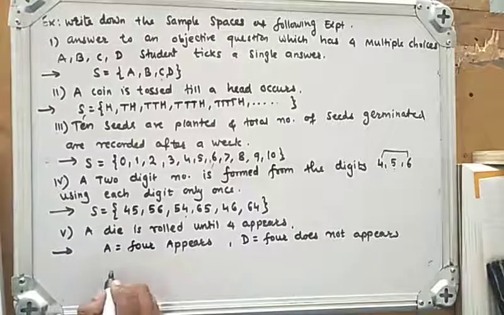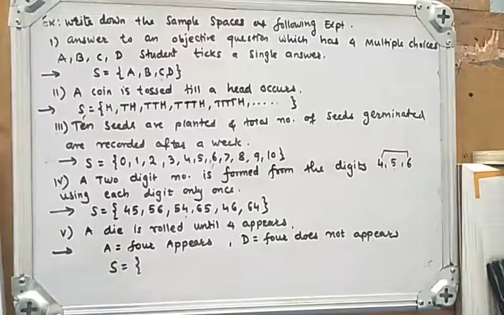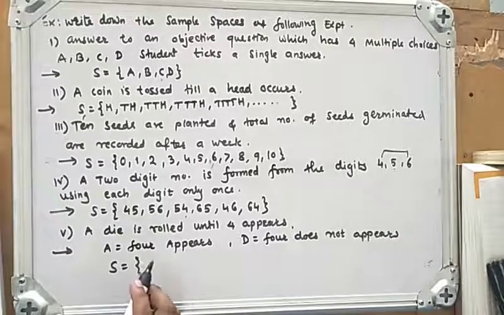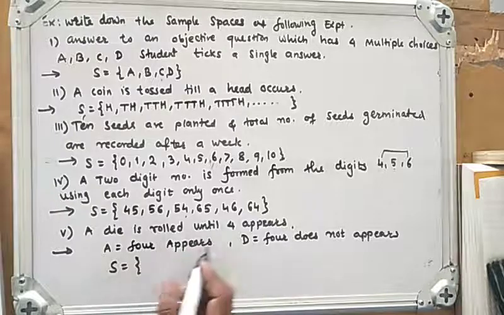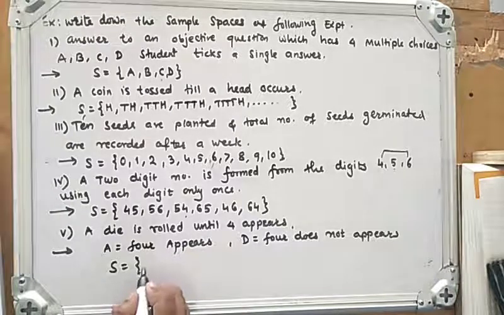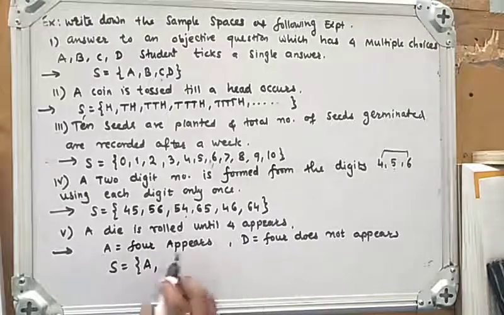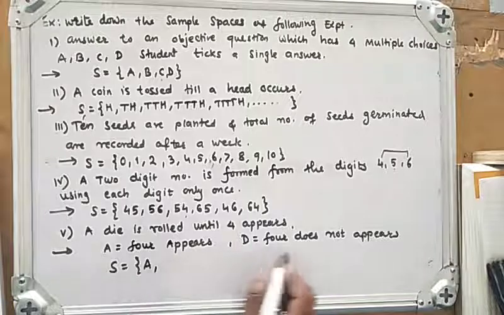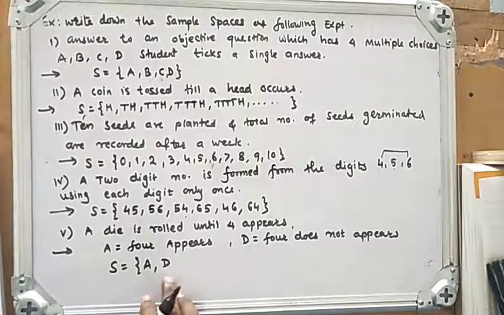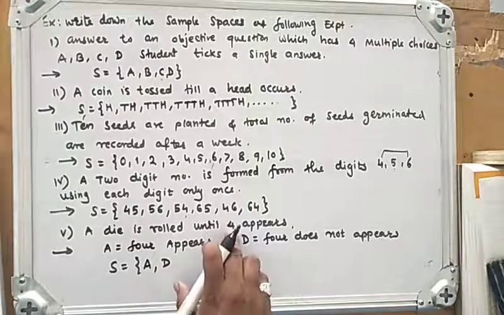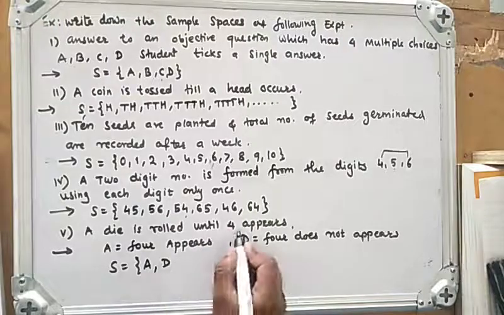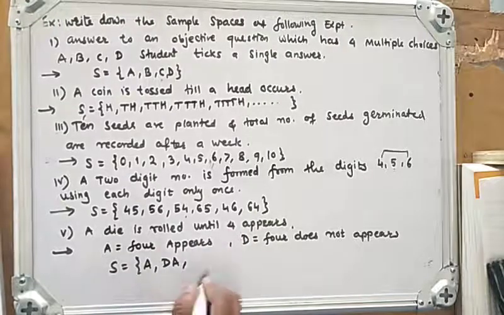Then what is the sample space? Suppose I roll the die the first time and I directly get 4, which is A. Now if I roll it 2 times, the first time I get an element other than 4, and the second time I get 4, which is A.